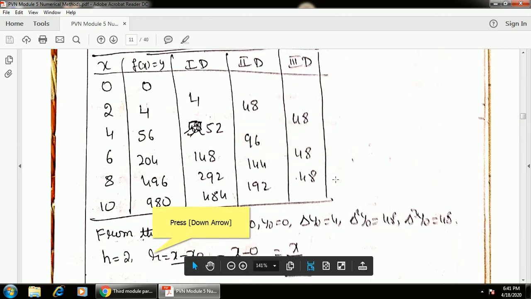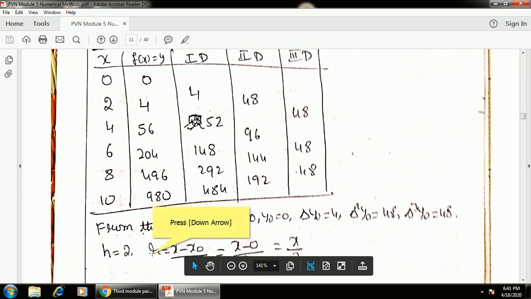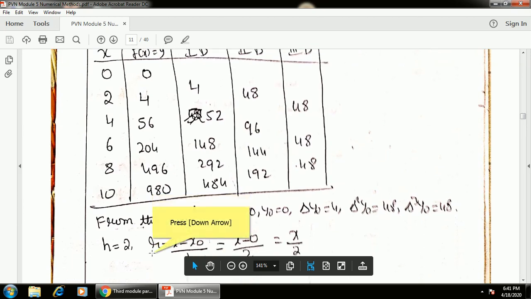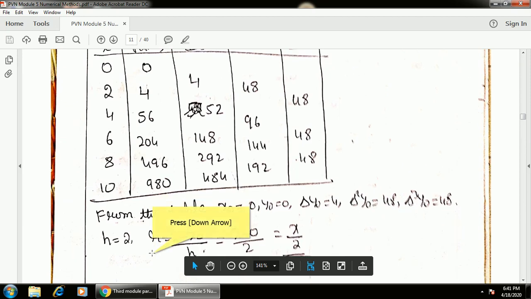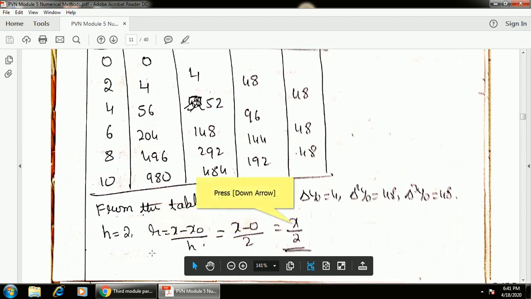From this table, x naught is equal to 0, y naught is equal to 0, delta y naught is 4, delta square y naught is 48, delta cube y naught is 48. And the difference between two consecutive values of x is 2, and r is equal to x minus x naught divided by h. We need to find the polynomial in terms of x itself, so I kept x as it is. x naught I substituted, h I substituted. So r comes out as x by 2.